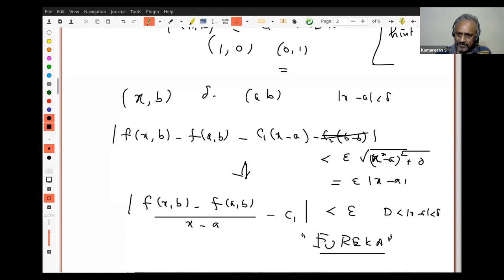How many of you understand? So please clear your yes to start with. All of you please clear. No, don't answer. Please clear your yes. Yeah, now fresh. How many of you understand what I said? This shows that C1 must be the first partial derivative of f, that is the partial derivative with respect to x at the point (a, b).